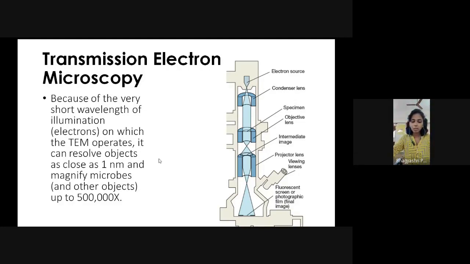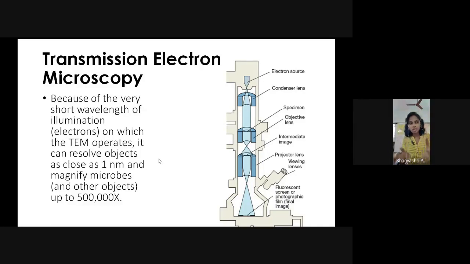which are suspended in the fluid inside the cell, will be visible by the transmission electron microscope, because the electron beam, electron rays, are transmitting through the sample and coming out from the other side. And that is why we are observing.